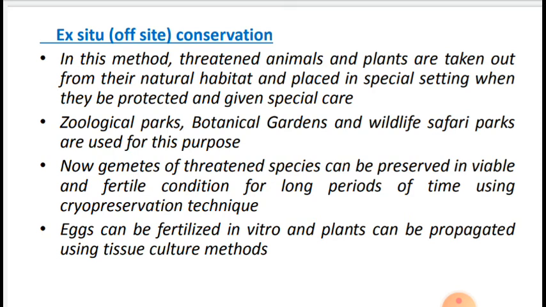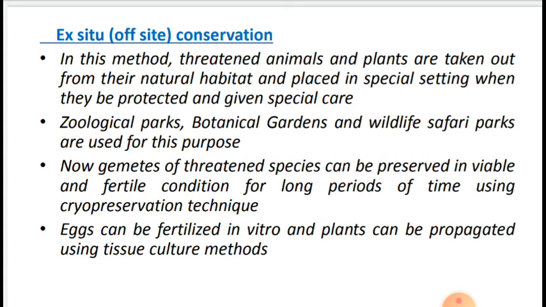Secondly, it is ex situ or off-site conservation. In this approach, threatened animals and plants are taken out from their natural habitat and placed in special reservation areas, where they can be protected and given special care. So it is one method of biodiversity conservation. Inside the habitat it is on-site conservation as we know, and now ex situ means off-site conservation.